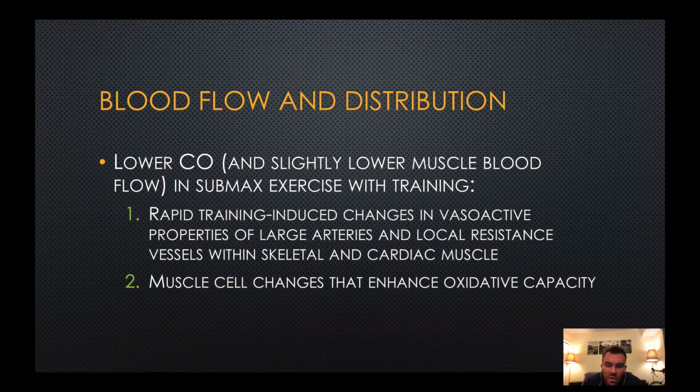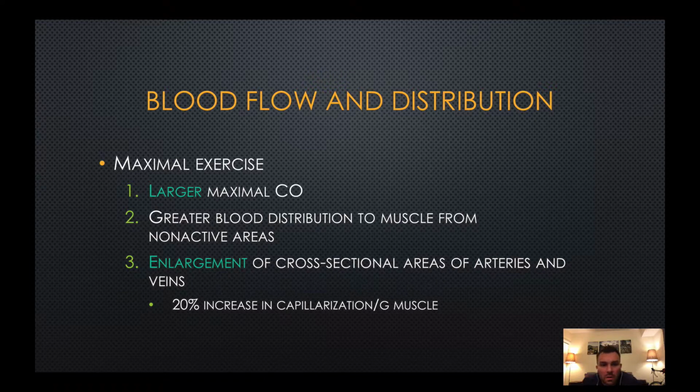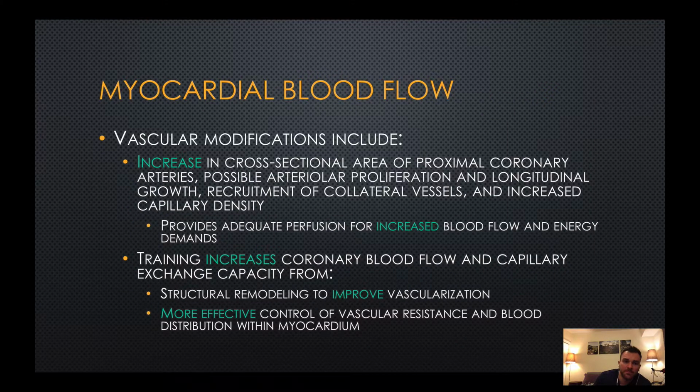Muscle cell changes also enhance oxidative capacity, so the muscle cell itself becomes a lot more adept at taking in that blood. Again, it could have more capillary beds, more mitochondria. All these things play a role in not just the blood getting there, but then also extracting the oxygen out. So during max exercise, we have larger cardiac output, greater blood distribution to muscle from non-active areas, and a larger number of cross-sectional areas of arteries and veins. So again, they can vasodilate, get more blood there.